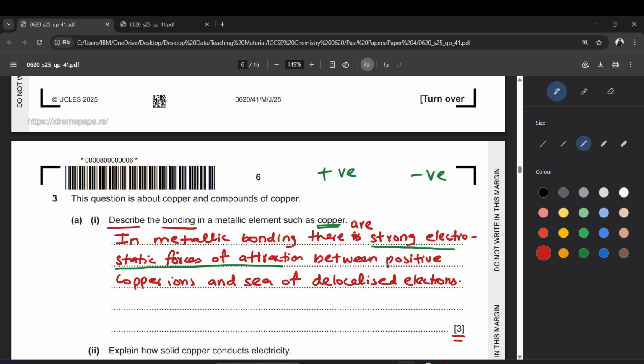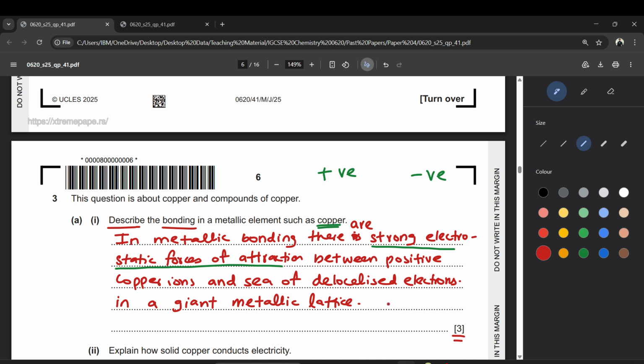All right. So now all of this occurs because there are strong electrostatic forces of attraction between positive copper ions and a sea of delocalized electrons in a giant metallic lattice. Lattice basically means a regular arrangement. So this type of arrangement is regular, it has a repeated pattern.